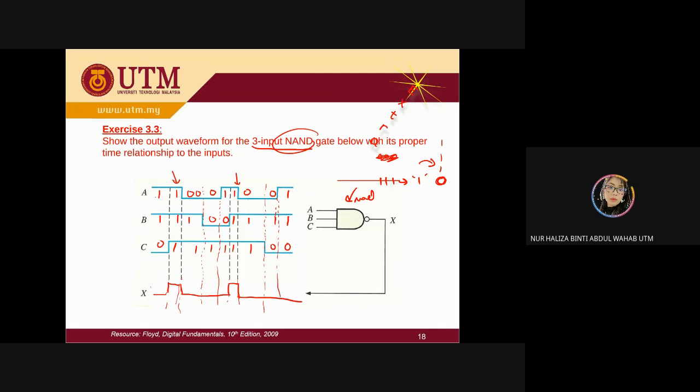You can check basically one by one. 1, 1, 0, you will get 1. 0, 1, 1, you will get 1. 0, 0, 1, you will get 1. 1, 0, 1, you will get 1. And the rest will all be 1 except the 1, 1, 1.